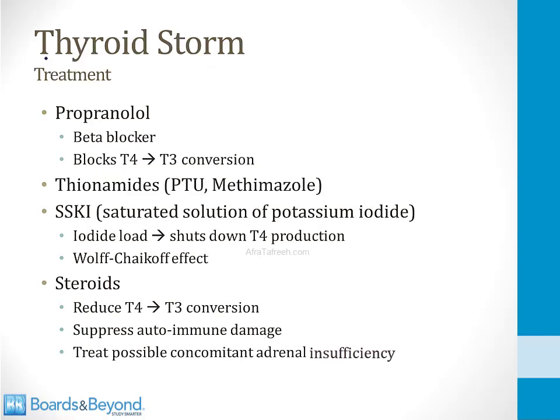If patients present in thyroid storm from Graves' disease or in thyroid storm from an unknown cause, there are some special treatments that are often used. First of all, propranolol is often the beta blocker of choice in this situation, and that's because propranolol can block the conversion of T4 to the more potent T3. It is a weak inhibitor of the 5' deiodinase enzyme. Thionamides are also used.